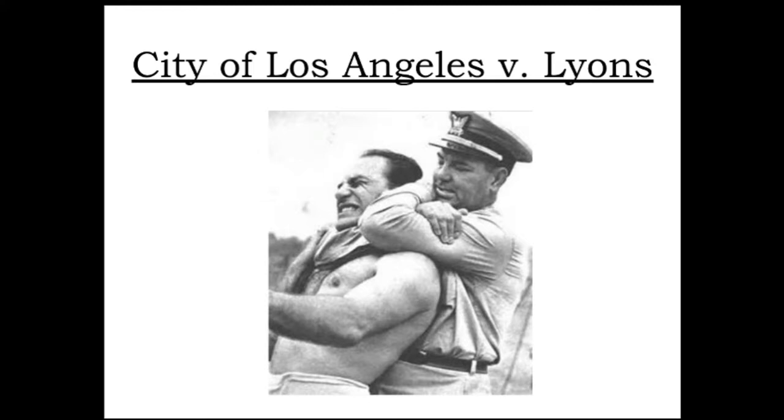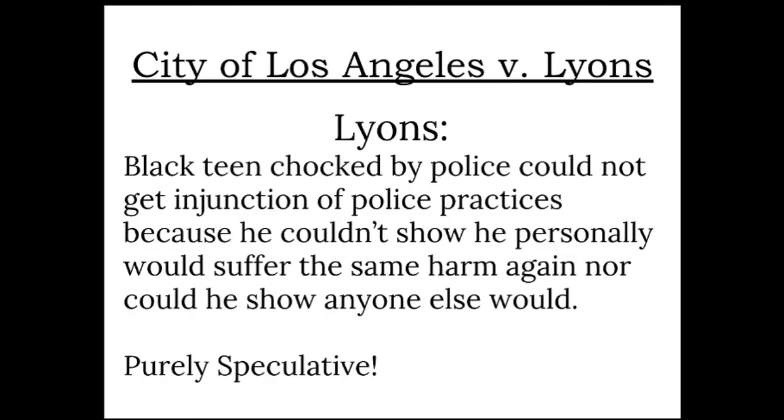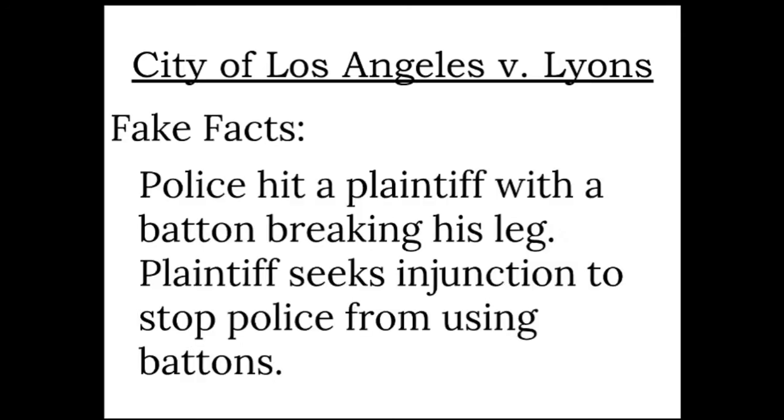Lyons. Remember, the police were allowed to use chokeholds on members of the public. So in Lyons, a black teen was choked by police but could not get an injunction to stop those police practices. And the reason why was because he could not show that he personally would suffer the harm again, nor could he show that anyone else would suffer the harm again. And the court called it purely speculative in denying Mr. Lyons his injunction for lack of standing.